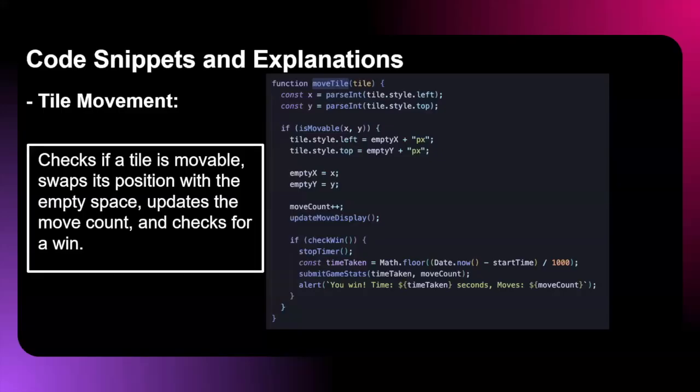Let's take a quick look at one of the core JavaScript functions, tile movement. The logic begins by checking whether the tile clicked is adjacent to the blank tile. If it is, we swap the two tiles visually, update the grid, and increment the move count. After every valid move, we run a win check to see if the tiles are now in correct order. If so, a "you win" message is shown and we save the game result to the database via an AJAX call.